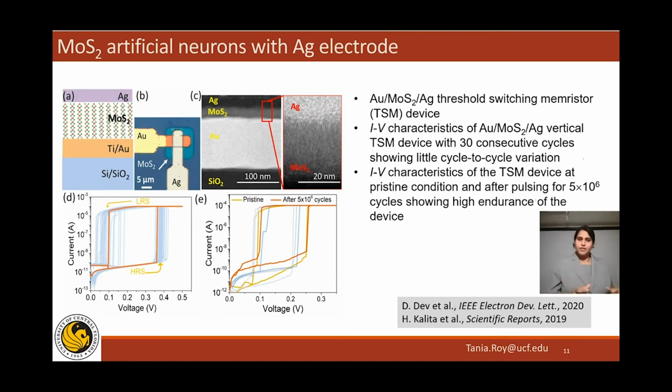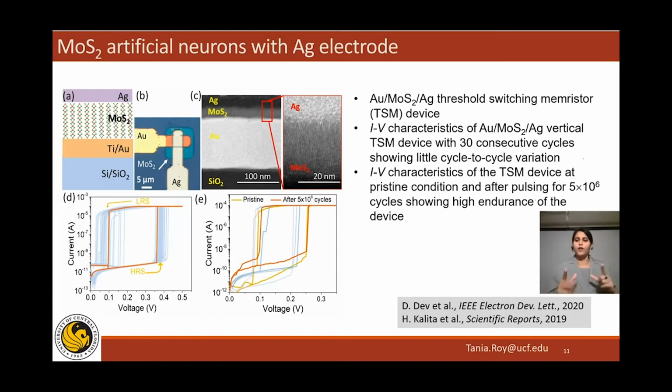So for that, molysulfide is our active layer, and it's a little bit thicker in this case because of the device characteristics required, which I'm going to talk about in a second. And then we used silver as the electrode instead of graphene. In the previous case, we used graphene as the electrode. Here we use a metallic bottom electrode, and we use silver as the top electrode because silver has a high diffusivity.